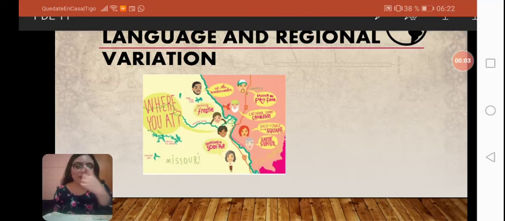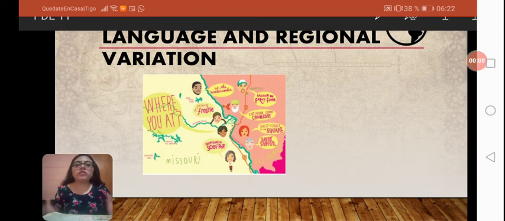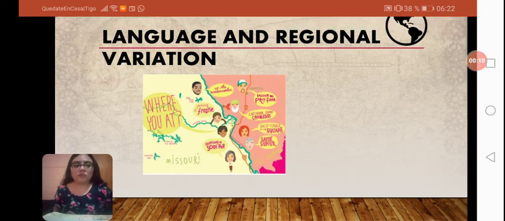In this opportunity, I'm going to talk about language and regional variation. We have to consider that every language has a lot of variation, especially in the way it is spoken. For instance, if we look at English, we'll find a wide variety of variation in the way it is spoken in different countries such as Australia, Britain, and the United States.